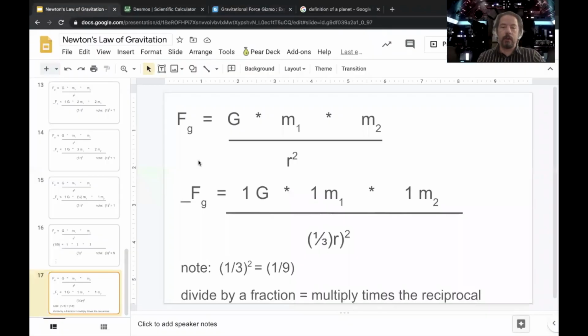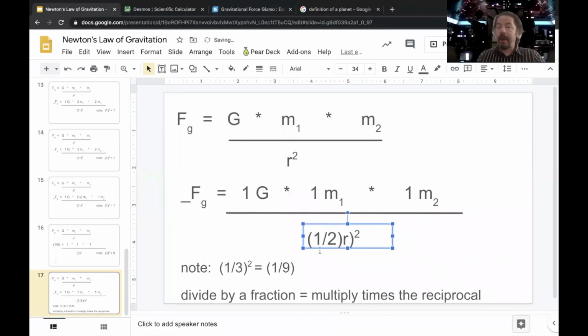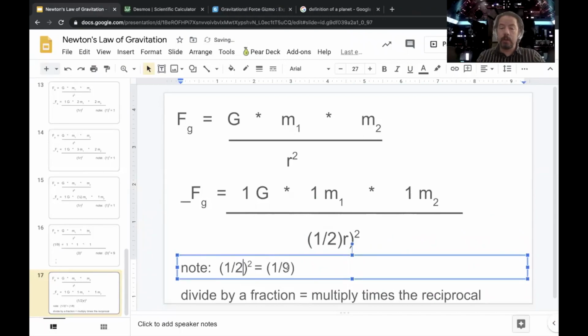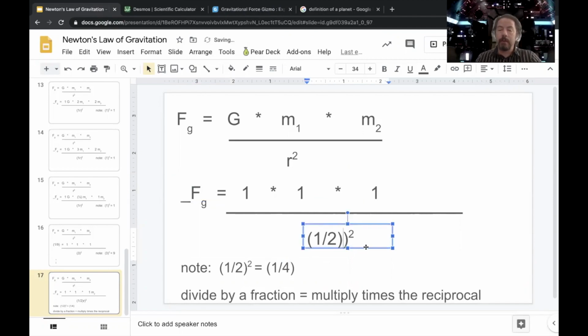So let's go check our math here. We cut the distance in half, but that's half squared. So a half squared is going to be equal to 1/4. But we are dividing by a fraction. So if I get rid of these, it will make more sense. We are dividing by a fraction. And when you divide by a fraction, you have to multiply times the reciprocal. So 1 divided by 1/4 is equal to 1 times 4/1. So this is going to increase by a factor of 4.